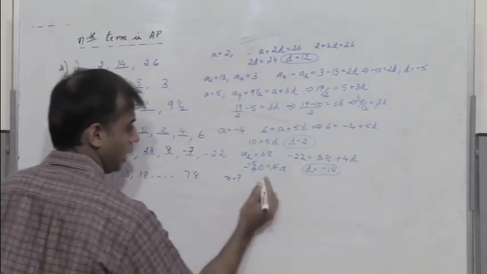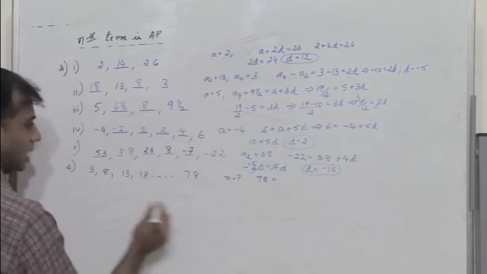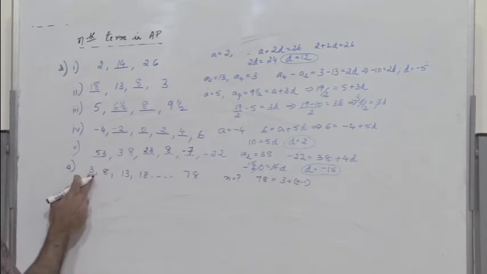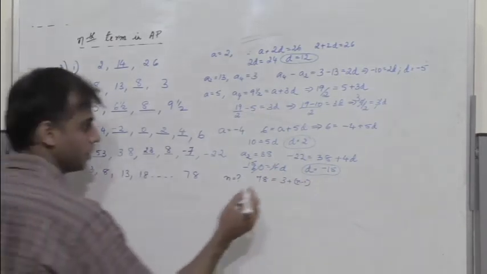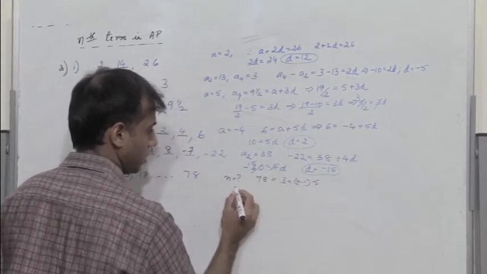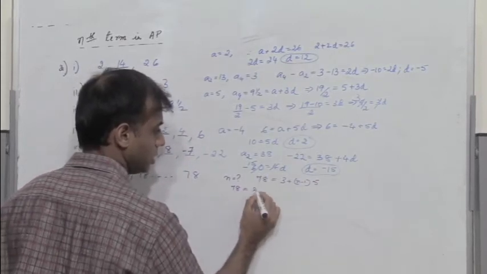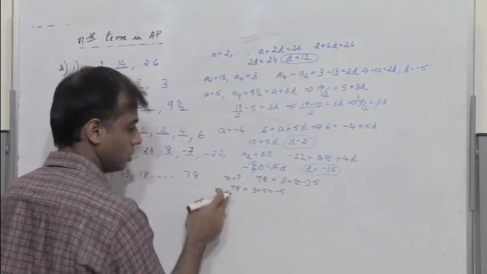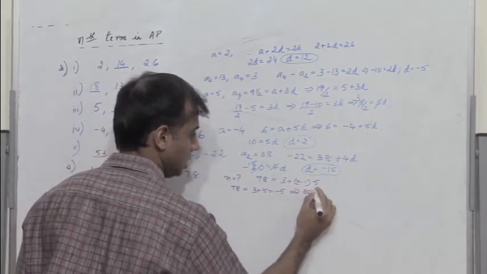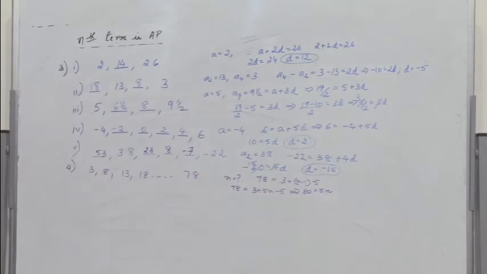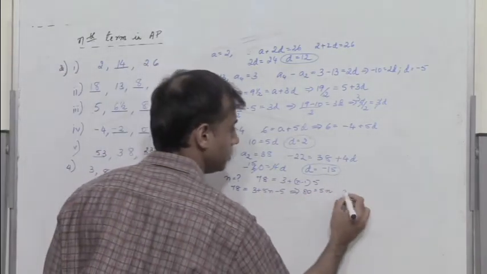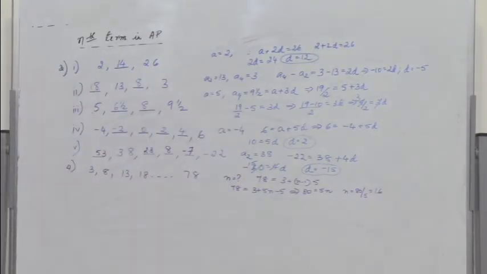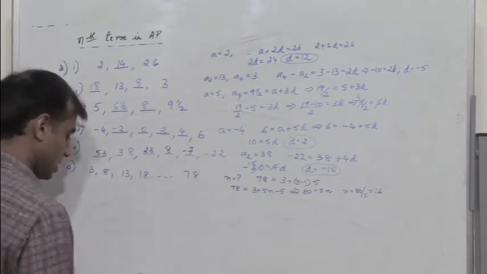So we have the value of an, which is 78, equals a, which is 3, plus n minus 1 into d. D is 5 here, so 8 minus 3 is 5. So we get 78 equals 3 plus 5n minus 5. So here you have minus 2 which goes to LHS, it becomes plus 2, which implies 80 equals 5n, or n is 80 by 5. So the value of n is 16. So 78 happens to be the 16th term.